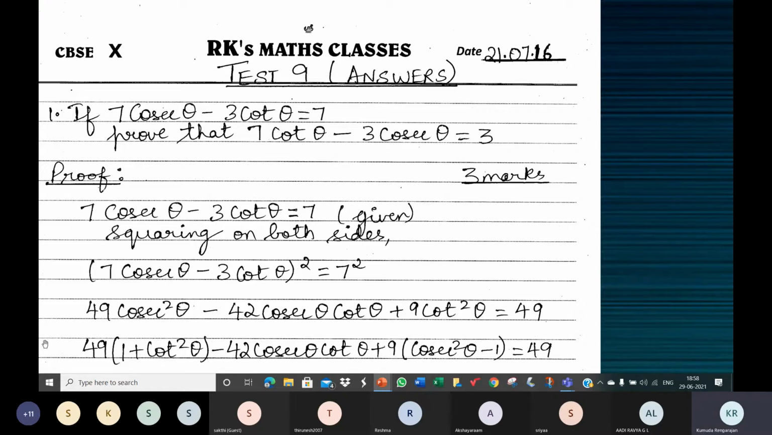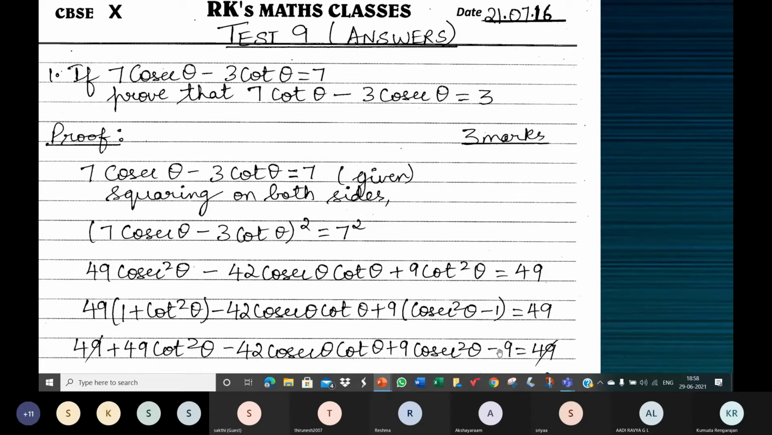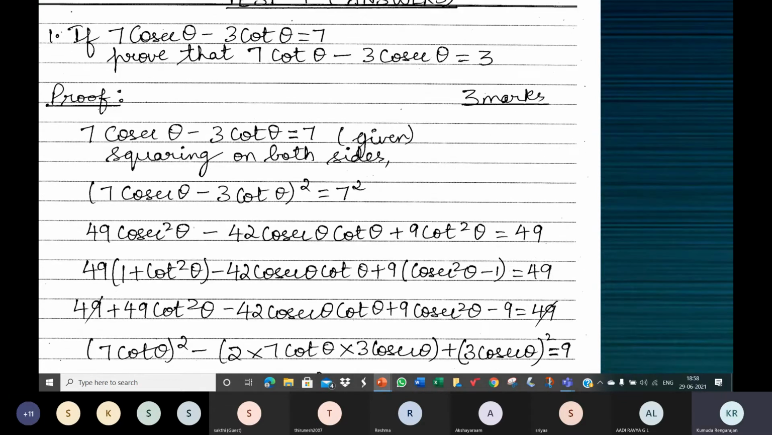And so when you do this, you have to multiply. 49 into 1 is 49. 49 into cot square theta is 49 cot square theta. Here, 9 cosecant square theta minus 9. After that, 49 on either side gets cancelled. We shift 9 to the other side. This minus 9 on the other side is plus 9.